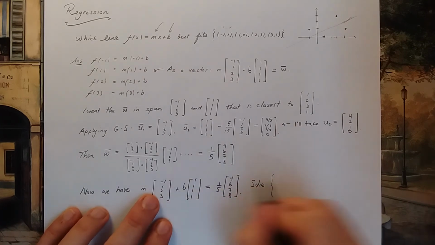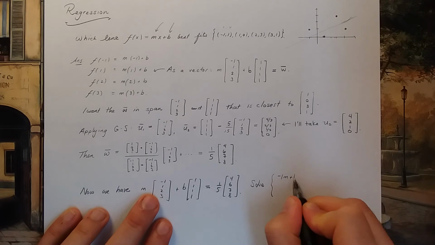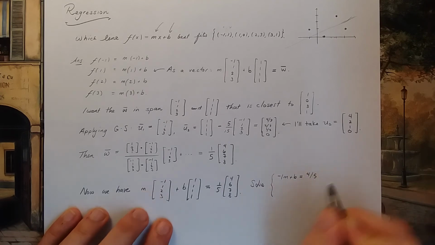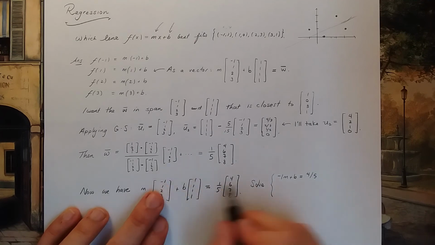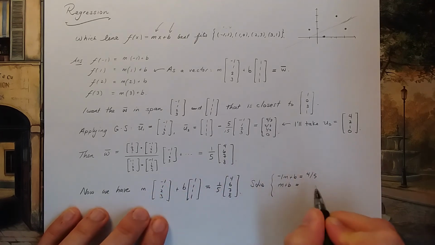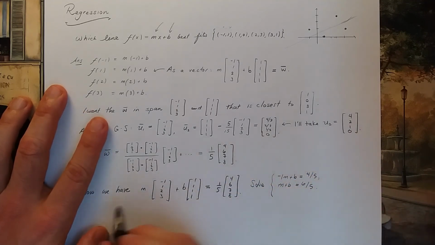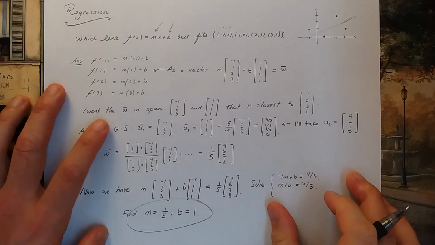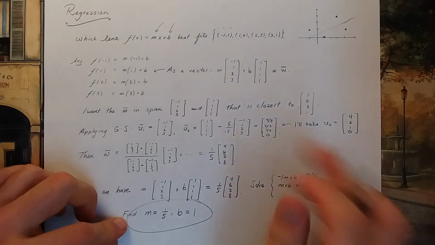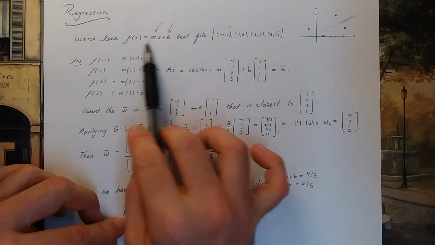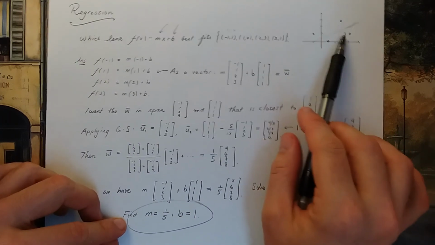So I can solve, for example, negative 1 times m plus b is 4/5. That's the first row of this vector equation. And the second row would be m plus b is 6/5. So I have 2 equations and 2 unknowns. You can solve that and get the final answer. So then we find that m should be 1/5 and b should be 1. This gives me my answer. Now I have the m and the b, and therefore I know the function f, which fits these data points the best.